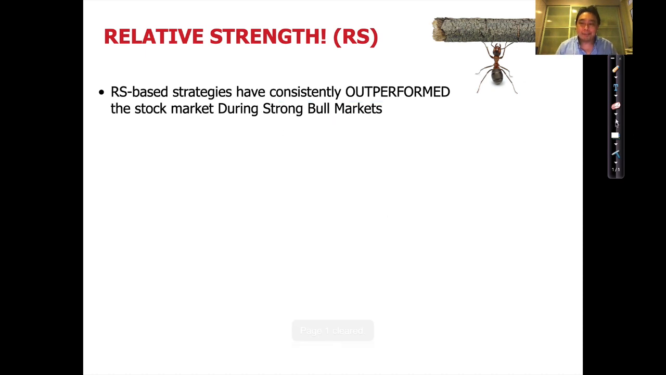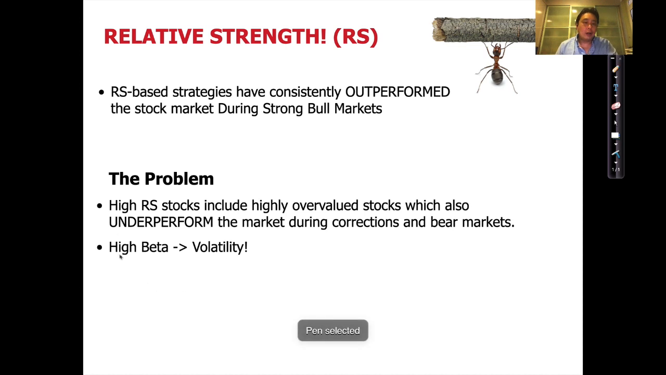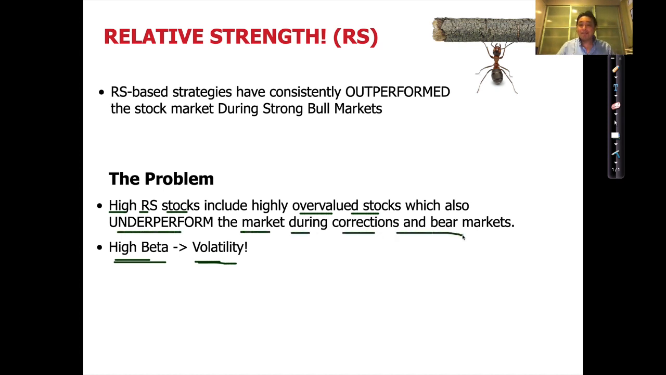What happens is that these stocks have what is known as high beta, so high volatility. Why does this happen? Because oftentimes stocks with high relative strength tend to include many overvalued stocks, meaning they're extremely expensive. And because they are very expensive, the moment there's risk off in the market and there's fear, people tend to sell them and they drop like a stone. So they tend to underperform the market during corrections and bear markets. Once I realized this, I said, okay, high RS is good, but when there's a correction, it goes down really fast.